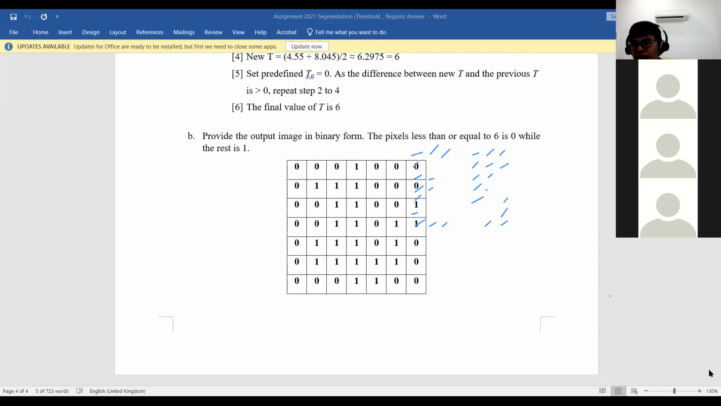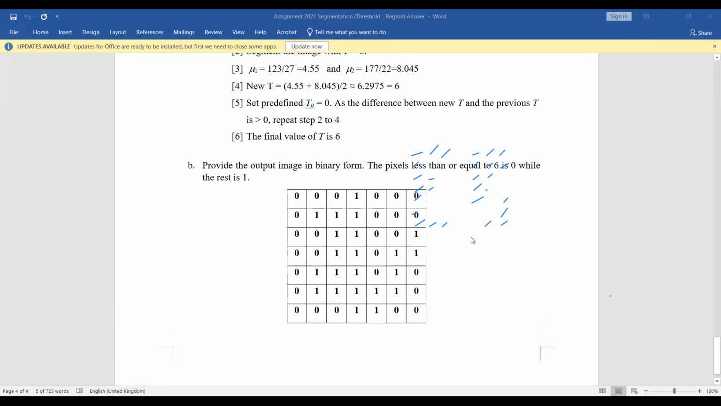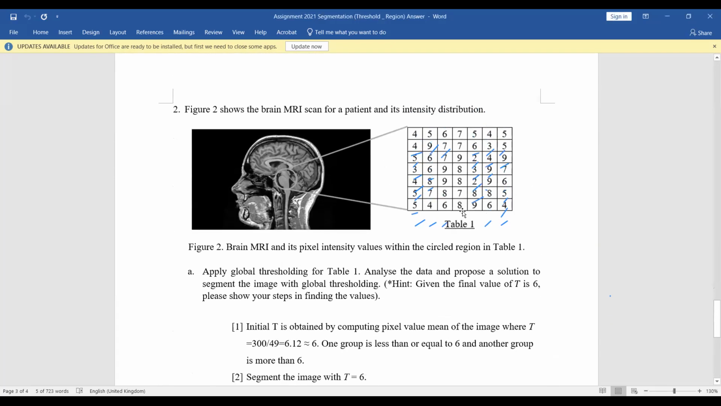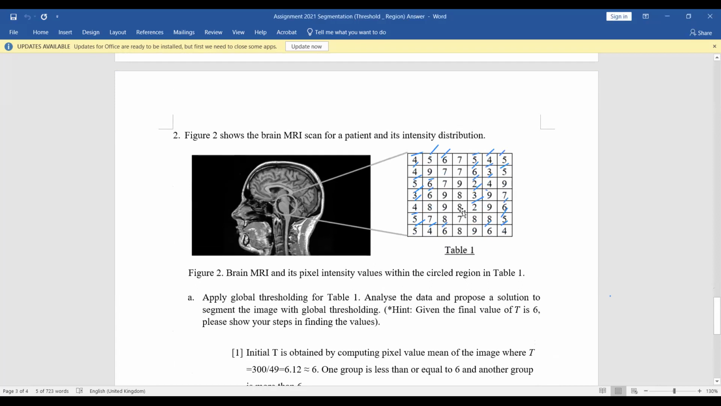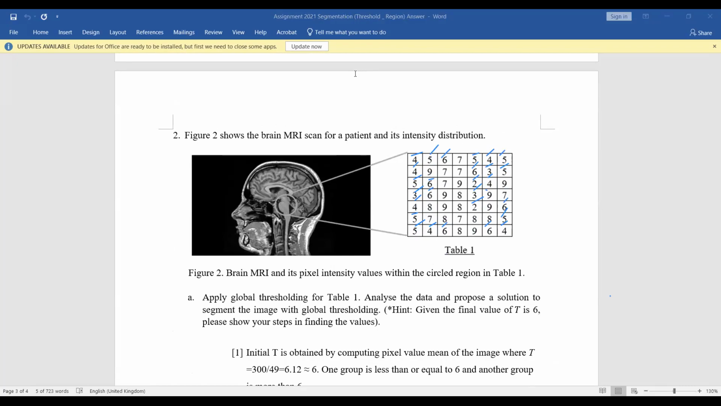Any question on global thresholding? If no question, then we'll proceed to the next example. Okay, now you understand, right? Because I don't want to focus too much on the slide. I want to give you the real hands-on example, so it's easier for you. Okay, now we proceed to the next.